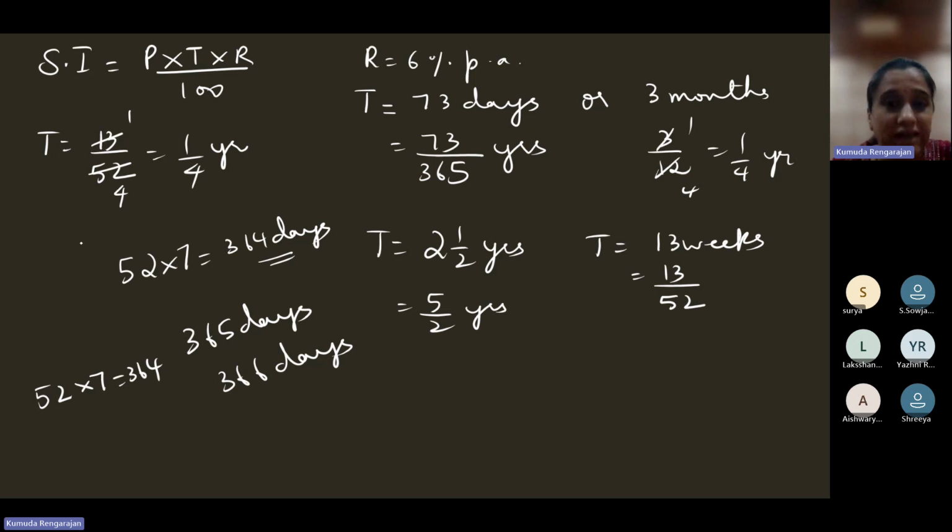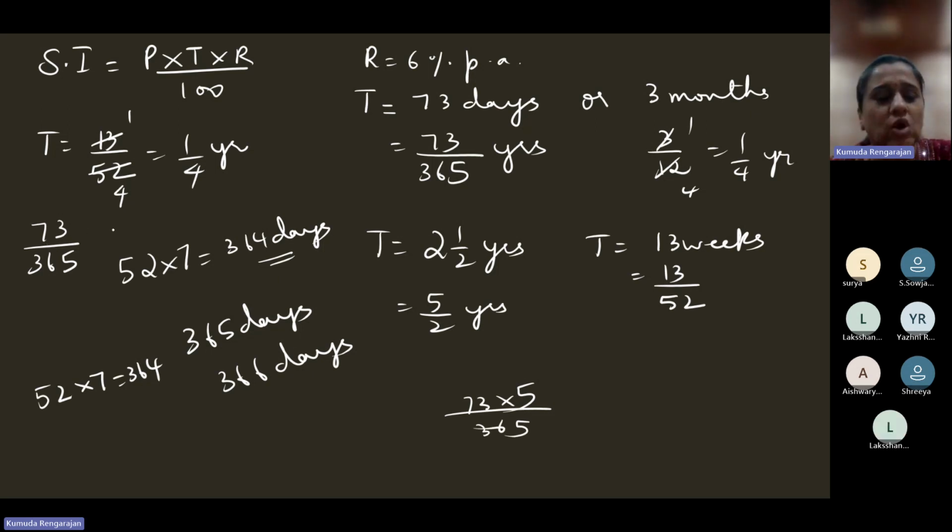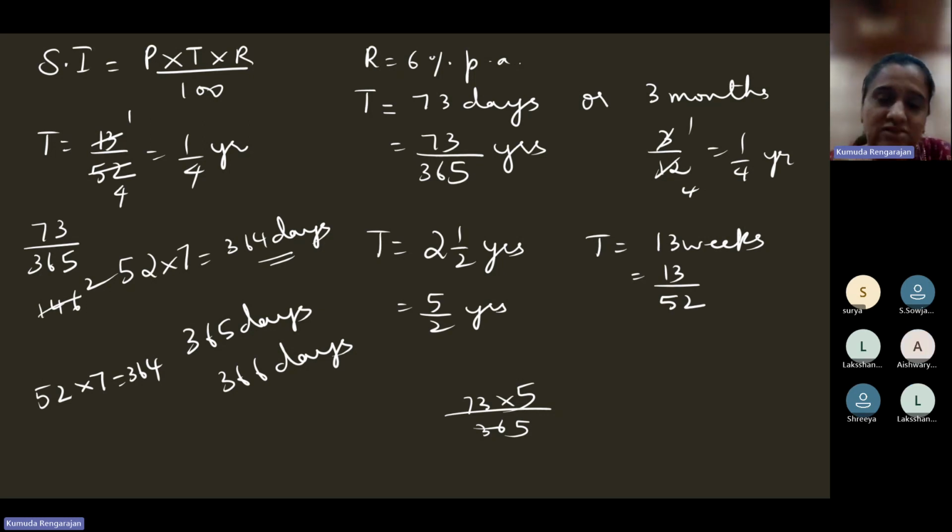So if time is given in days, say 73 days, then divide by 365. 73 into 5 is 365. Normally, supposing the time is given in days, the numerator is a multiple of 73, because 365 is a multiple of 73. Normally, I'm saying. So maybe 146 days, then 73 twos are 146.